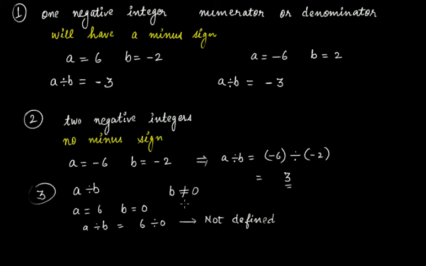So just keep in mind that whenever you divide two numbers, your denominator, that is B, should not be equal to 0, because if the denominator is equal to 0, the result of the division will be not defined.